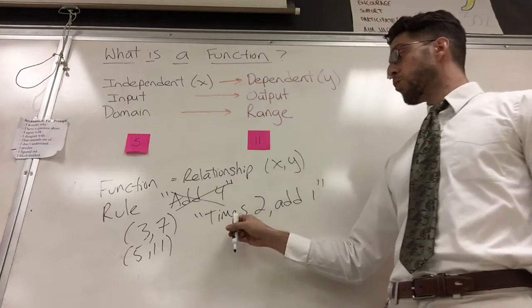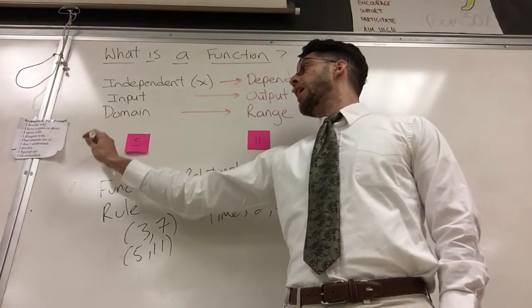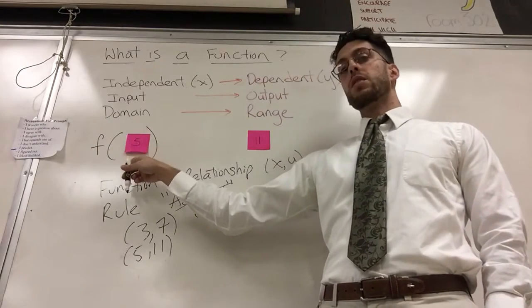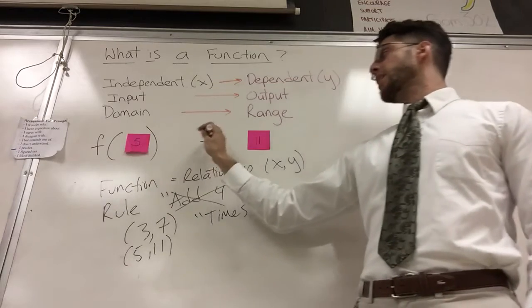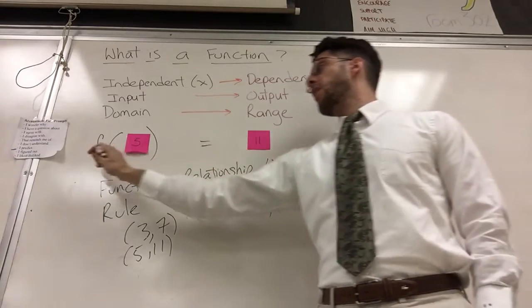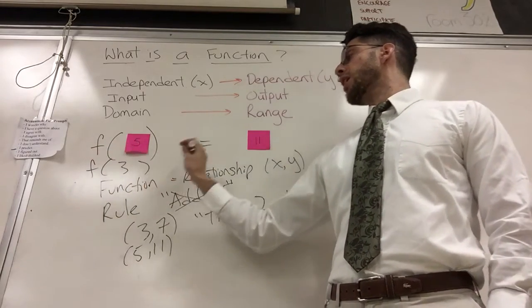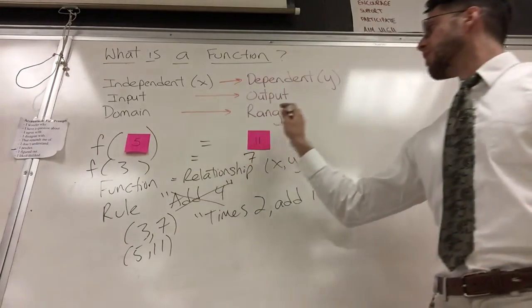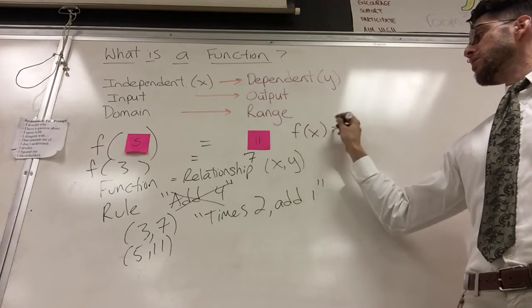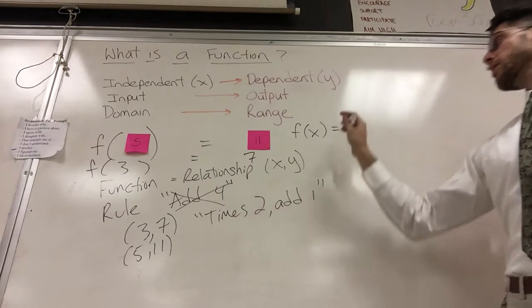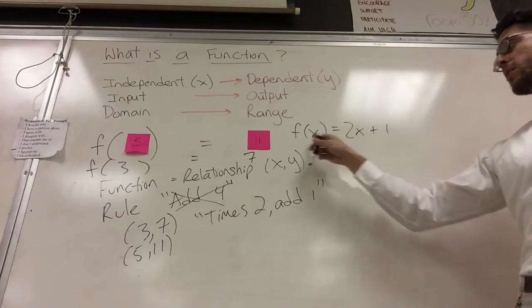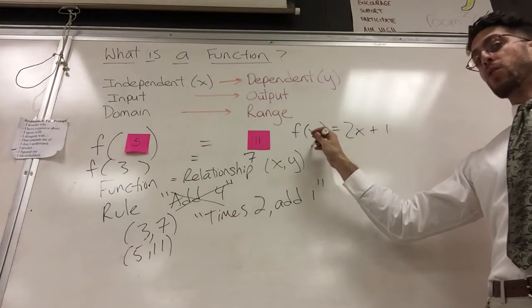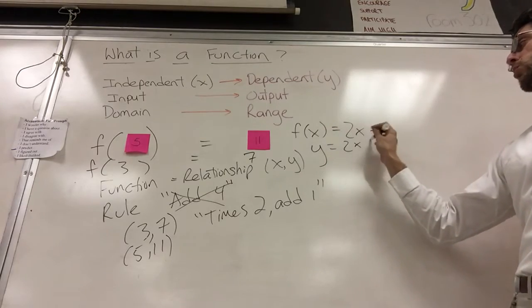So here's my better rule. So F is going to stand for function. A function of 5, I do something to the 5, and I get 11. A function of 3, and I get 7. What's my rule? F of X is 2X plus 1. This is called my function rule. Simple as that. You might have already learned it, and yes, I know you did already learn it, as Y equals 2X plus 1.